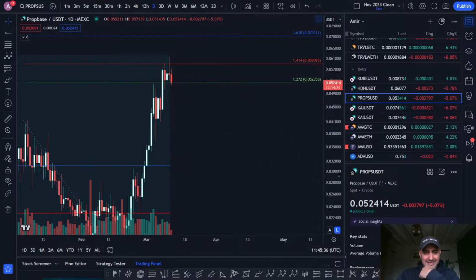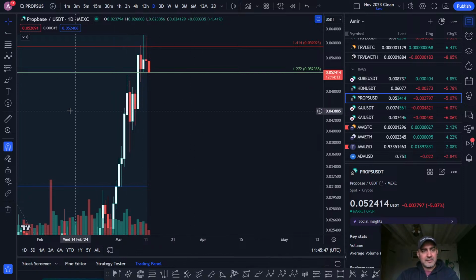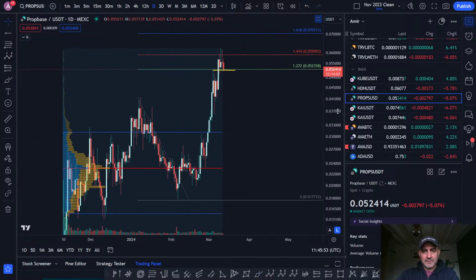It's still on a little bit of support, so we're still there. I think if you lose that previous high there, then you're probably heading down. Still there.